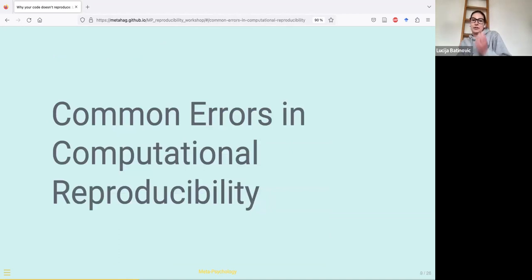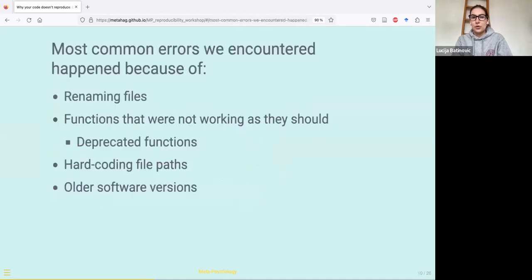So some of the common errors, which some I have already mentioned, that we found were that they happen when people rename files and then don't change it in the code. And then it's just a bit of annoyance to see where the files are and then trying to fix it yourself or the others have to fix it.